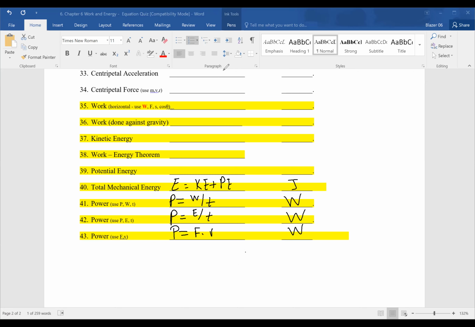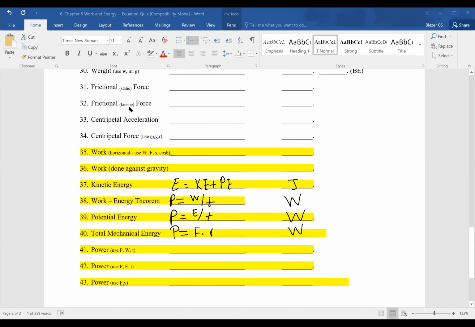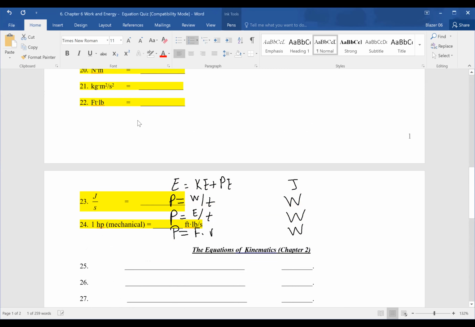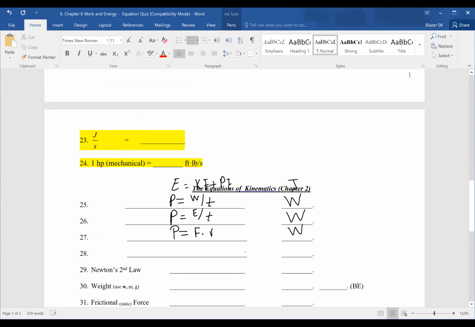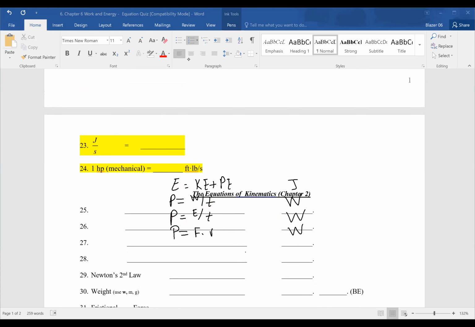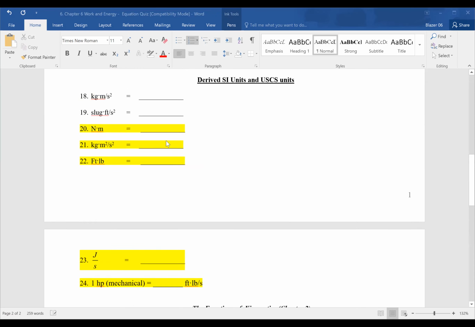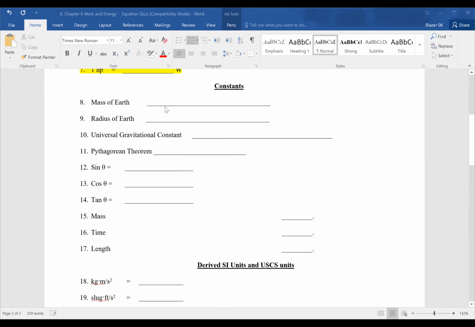The other item I want to show you is here. What is a joule per second? We say that is the watt. Okay. That's a watt. And then up here, I wanted to bring your attention to a conversion that I have up here.